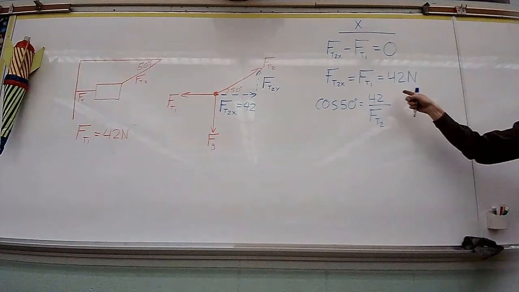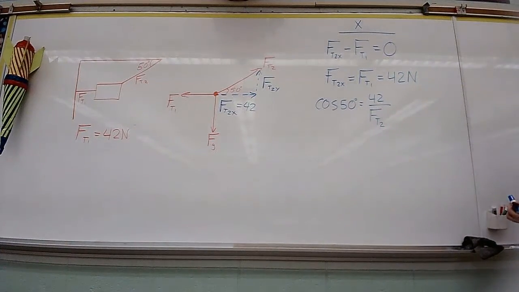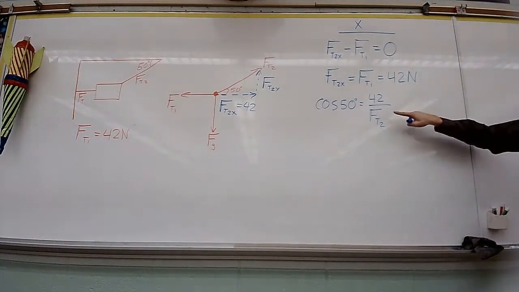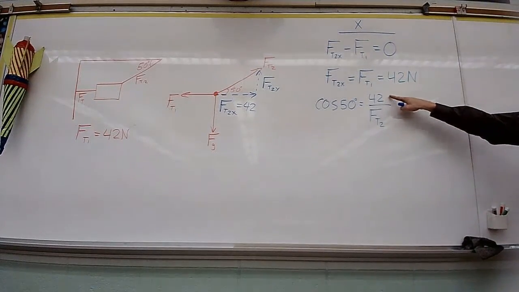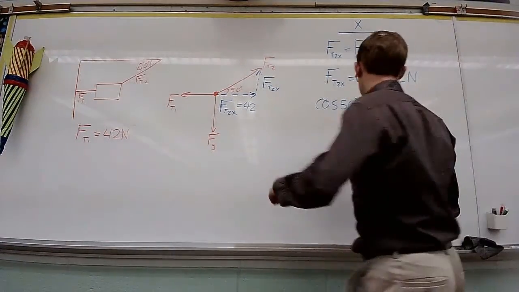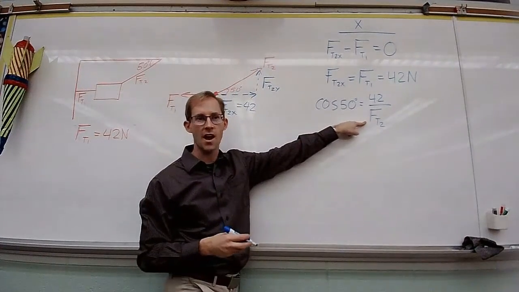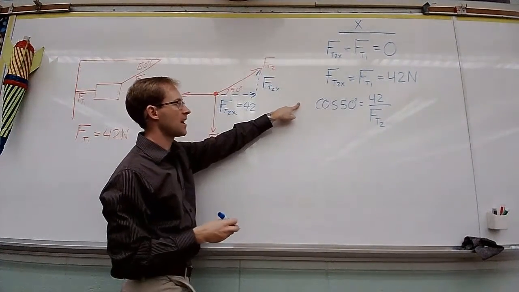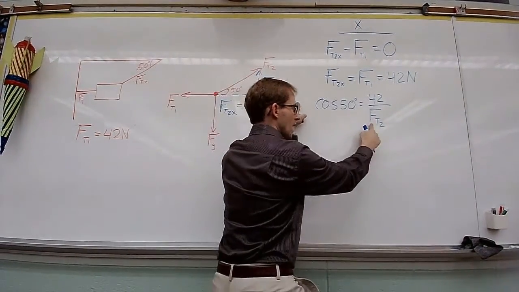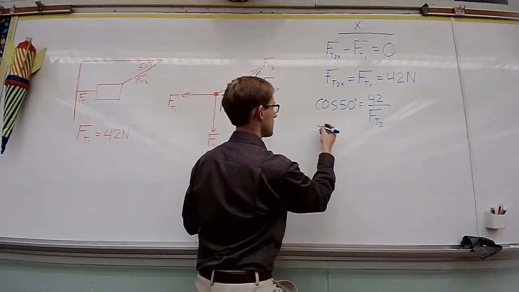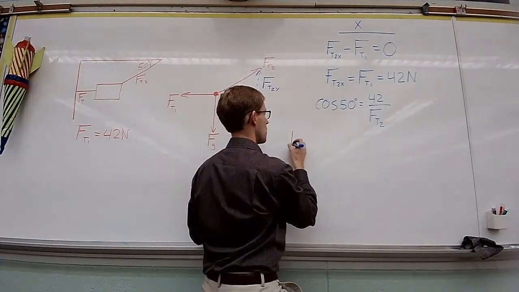So if I carry this equation the rest of the way through, this is going to look a little bit different from what we've done in the past, because usually we're solving for the numerator. Here we're solving for the denominator. So what ends up happening is we've got to multiply both sides by Ft2 and then divide both sides by cosine 50, and we have an equation that looks a little different from what we're used to.